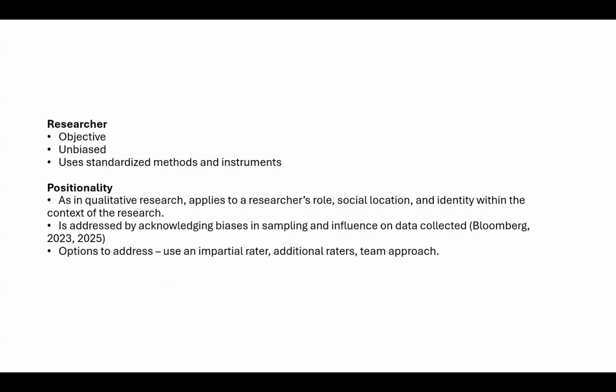And we're now going to move to the researcher role. And remember, whether a person, you or anyone else, is conducting research in a qualitative study or a quantitative study, the role of the researcher really remains the same. However, the big difference between qualitative and quantitative research is that in quantitative, which we're dealing with today, the researcher tries to be as objective and unbiased as possible and uses standardized methods and instruments.